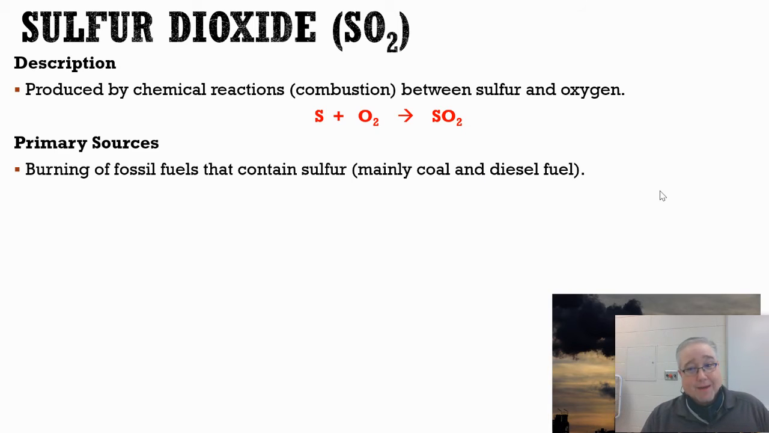So how do we get SO2? Well, one of our main sources is burning fossil fuels. Fossil fuels contain sulfur.